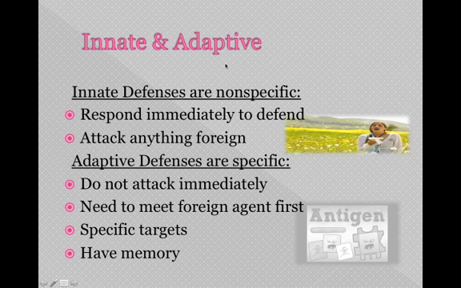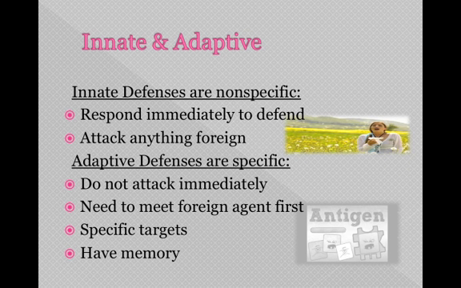Innate defenses respond immediately to defend, and they attack anything foreign. An example is sneezing, for instance. Any type of dust particle or pathogen foreign that goes into your respiratory tract, for instance, will automatically cause the sneezing reflex. So that's an example of innate defenses.